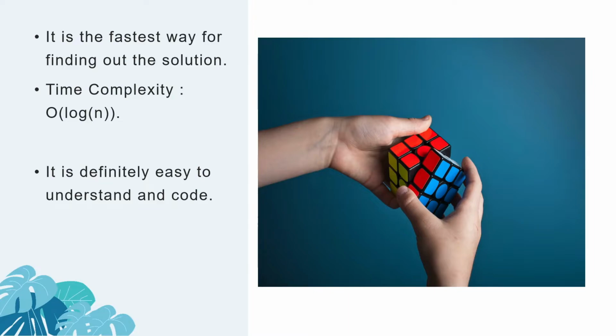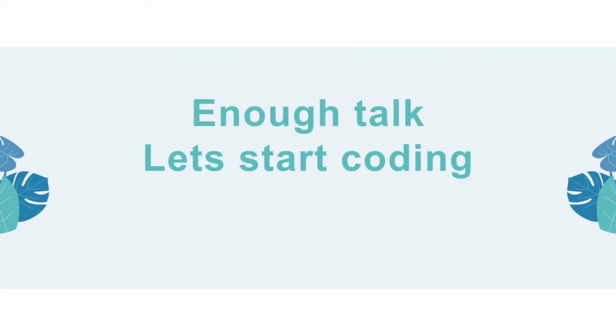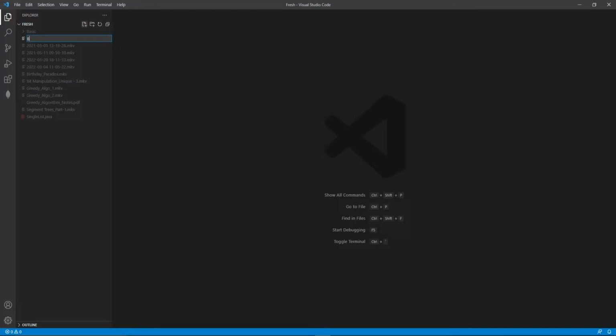So that's one way. The next is that being a coder, you'll be looking for something that is pretty easy and convenient to code. In that respect, you must go for the binary search algorithm. We are done with enough talk. Let's start coding, and let's start with Java.